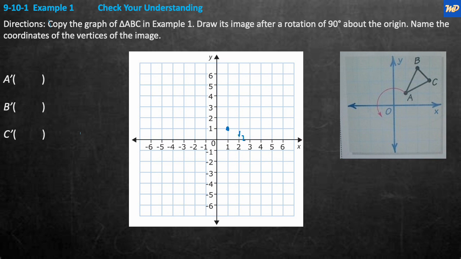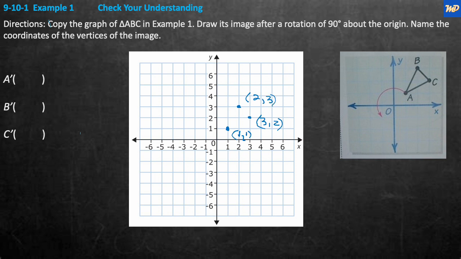1, comma, 1. Okay. C is over at 3, comma, 2, right here. 3, comma, 2. That's the X and Y position. And B is 2, comma, 3. B is 2, comma, 3.